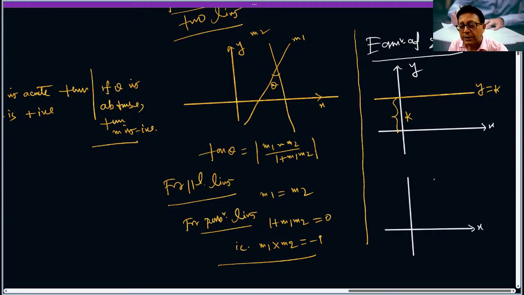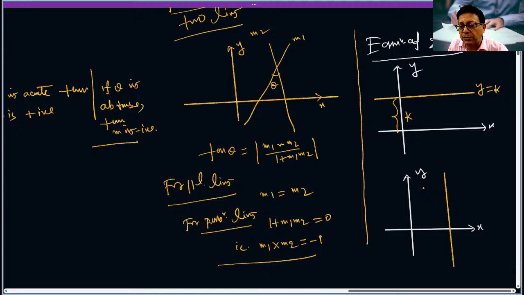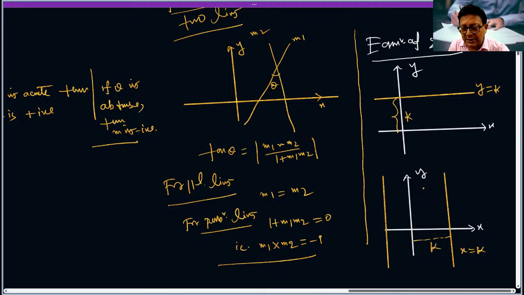And then line parallel to y-axis. Line parallel to y-axis will be x equal to k. This is k unit, line will be x equal to k. So if a line lies here at a distance 5 units from origin and left side of it, then x will be equal to minus 5. Okay.